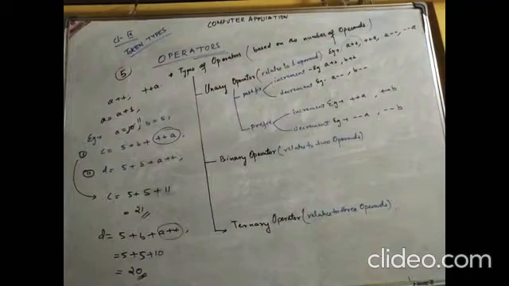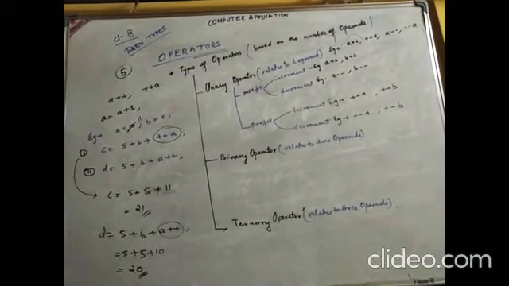When we have plus plus A, first the value is increased by 1, then the variable value is used. Okay? And in the next one, first the variable value is used, then the value is increased by 1. Clear? This is the difference between prefix and postfix increment operators. Clear? Understood? The next one we'll discuss in the next video.